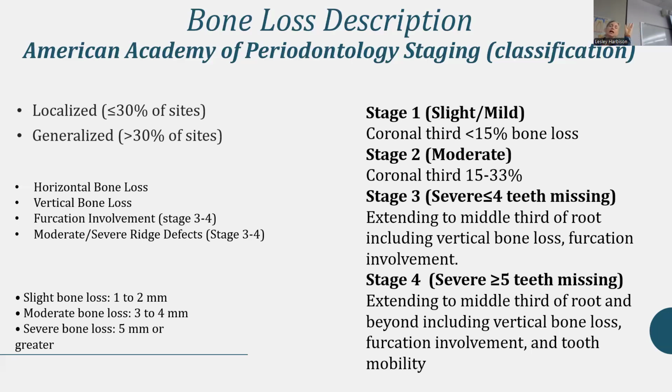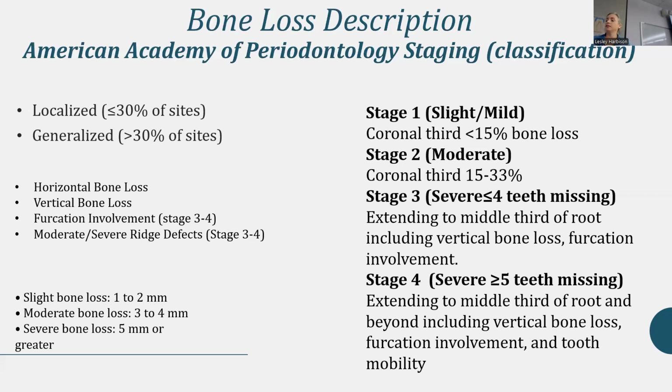And then stage three is going to extend into the middle third. And then there could be some vertical bone loss, some furcation involvement, and then stage four goes beyond the middle third of the root and beyond, including vertical bone loss, furcation, and mobility. So that just gets worse and worse as we go.